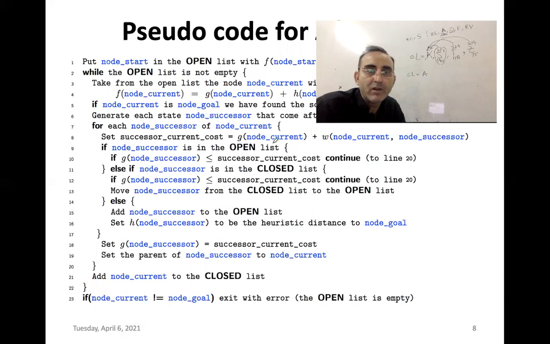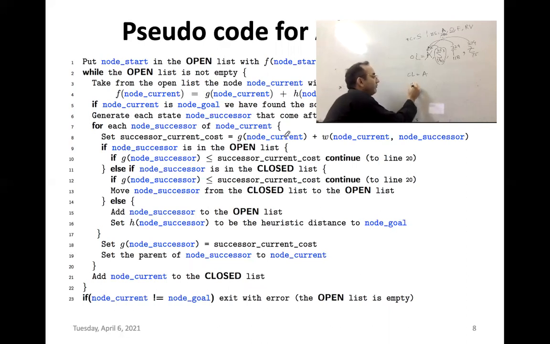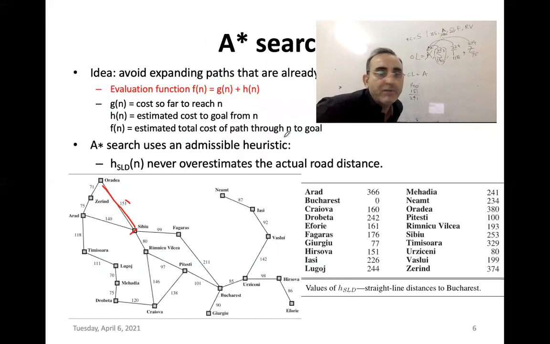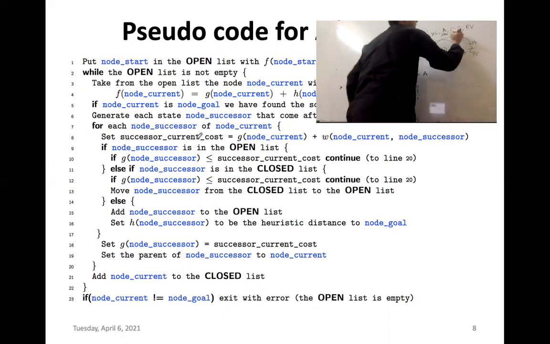And the actual cost of the current node, Sibiu. What is the actual cost of Sibiu? You have calculated it already in the previous step: 140. So 140 plus 151 is 291. So the successor's current cost is 291.